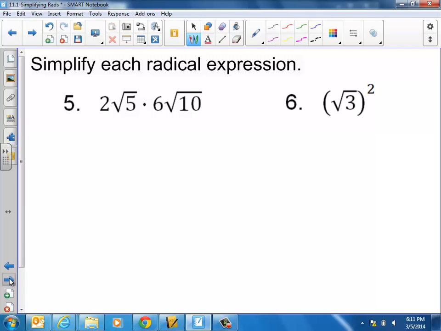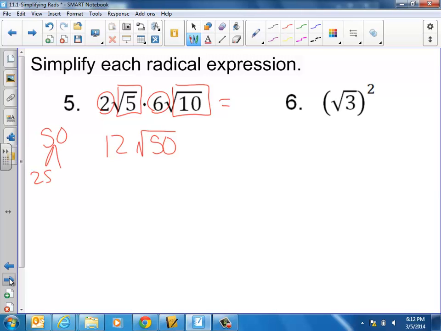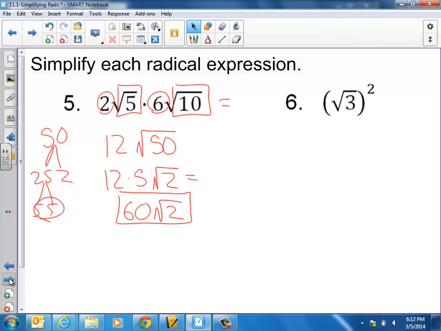We've got 2 radical 5 times 6 radical 10. Here the whole numbers of 2 and 6 can multiply together. The radicands of 5 and 10 get multiplied together. So we have 12 radical 50. We're down to a single radical, so we're going to plug the 50 into a factor tree. That breaks down as 25 and 2. The 25 is 2 5s. So we have 12 times 1 5 multiplied outside the radical, and we've got a lonely 2 that didn't break out of jail. So fully simplified, this is 60 radical 2 for a final answer. And there you go. Not too bad.